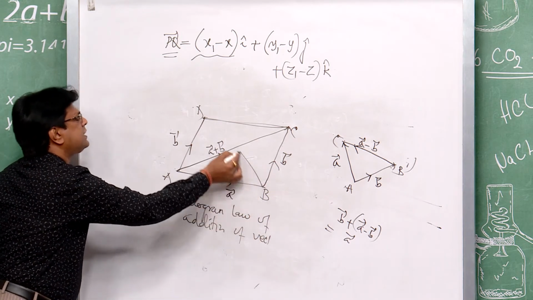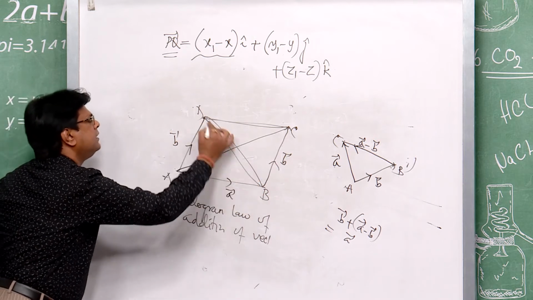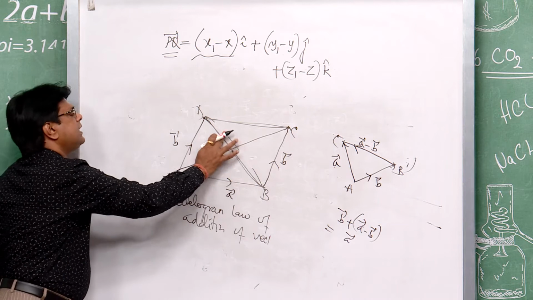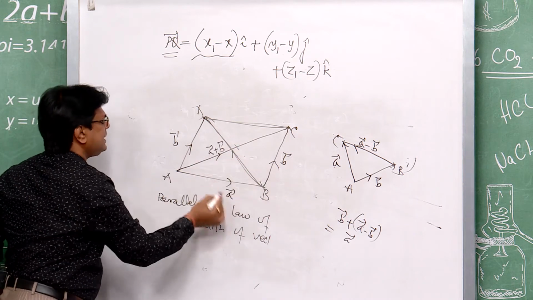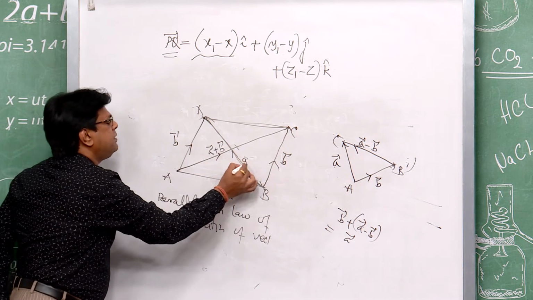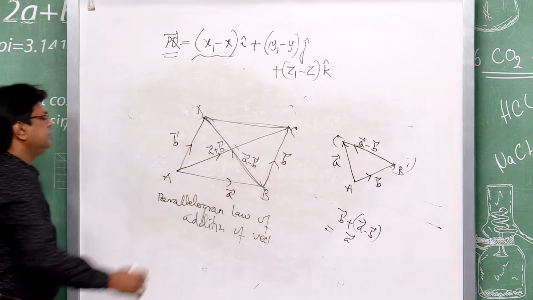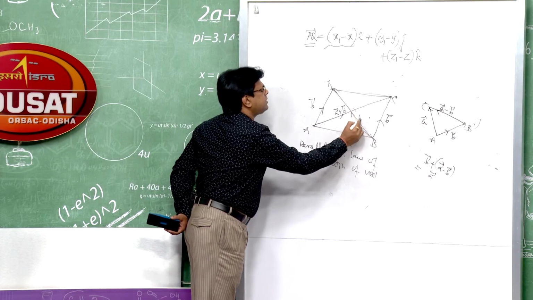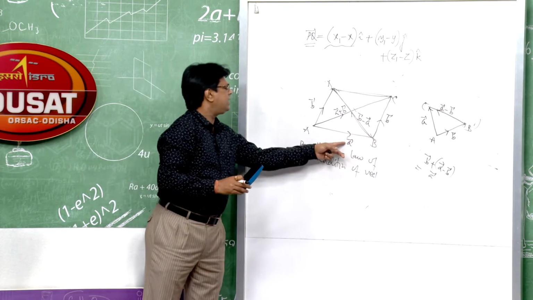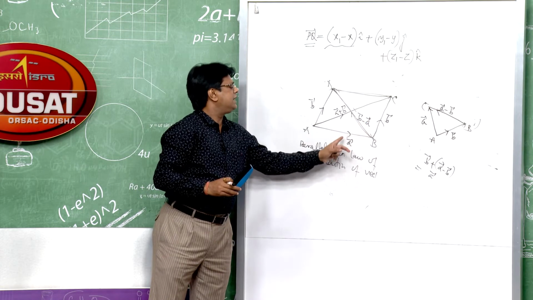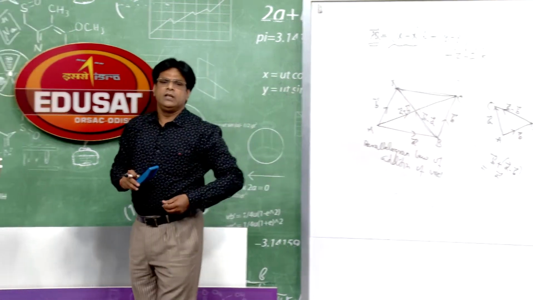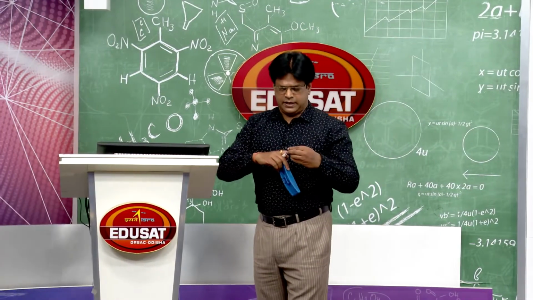Similarly, you can draw this line in this way. If we draw this line in this way, this is your A minus B vector, and this is your B minus A vector, because this is your A vector. B minus A: so A cancels, and this becomes your B vector. This is your parallelogram law of addition of vectors.